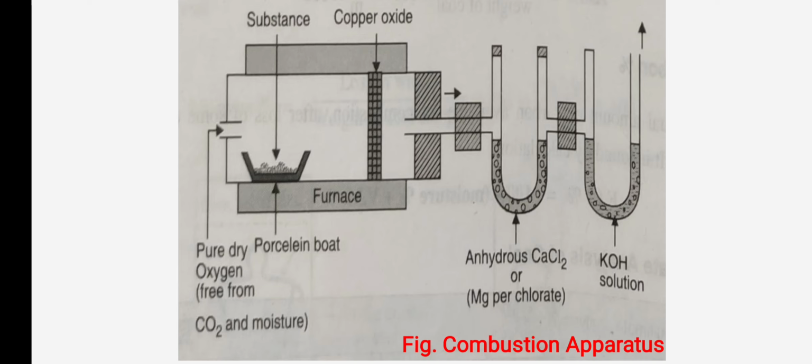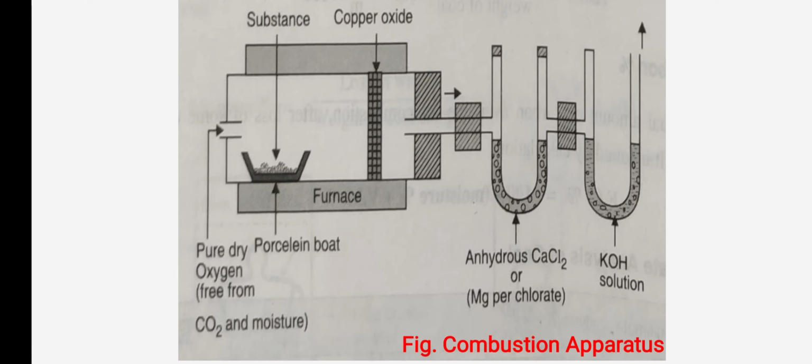Only H2O vapors are absorbed by the anhydrous CaCl2 U-tube. And then what is left behind? CO2 gas. After absorption of H2O, the CO2 gas coming out from the first U-tube enters the second U-tube. The second U-tube contains KOH solution, so KOH solution absorbs CO2 gas. So the first tube, CaCl2, absorbs H2O and the second U-tube, KOH, absorbs CO2.